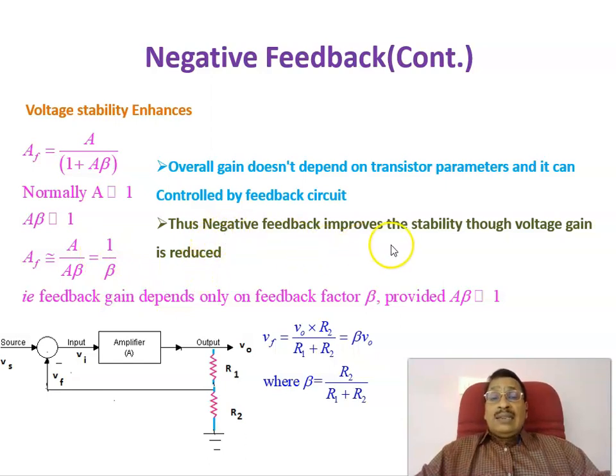Thus, negative feedback improves the stability, though the voltage gain is reduced. Though the voltage gain is reduced, like A divided by 1 plus A beta, the gain is getting reduced, but the stability is increasing much in the case of a negative feedback amplifier. That's one of the advantages of negative feedback amplifiers: voltage stability enhances.